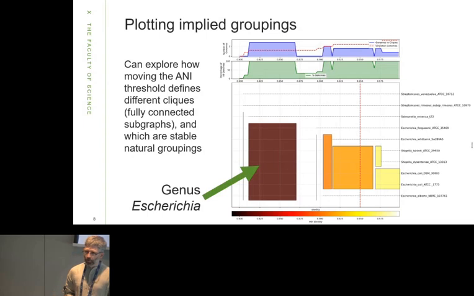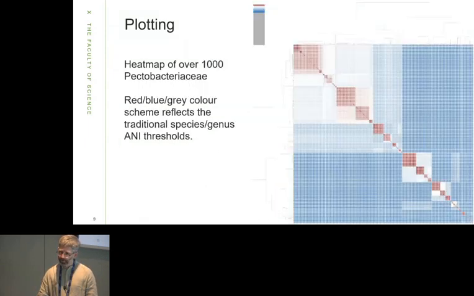You can be a bit more systematic now. This is a quite complicated new plot that we came up with. You can vary your threshold. You don't have to pick 95% as your species threshold. And you can see if you cut off at that point, what natural groups form in the data. And you get cliques that may indicate biological functions. Sometimes it matches beautifully to genus and species. Other times, what comes out of the data doesn't match the taxonomy. There's a big pretty picture, that's 1,000 Pectobacteria.